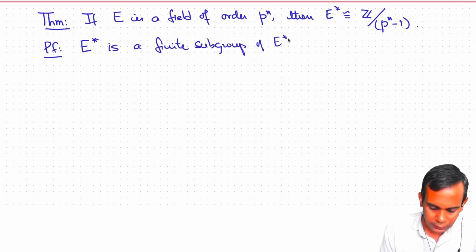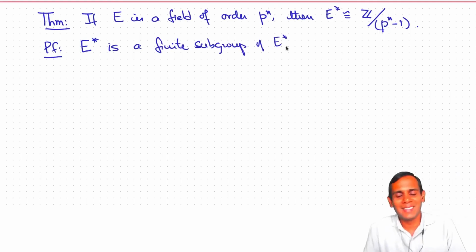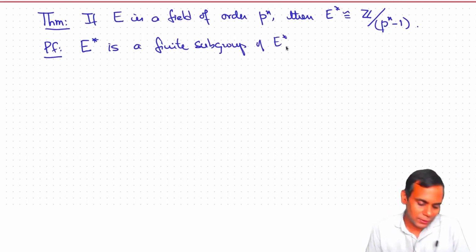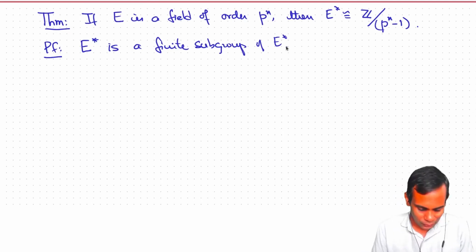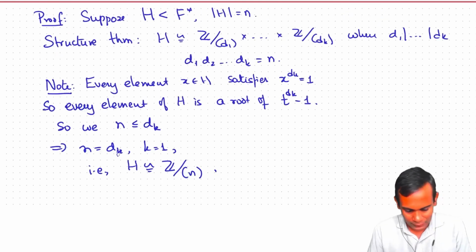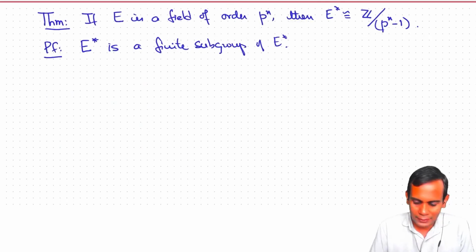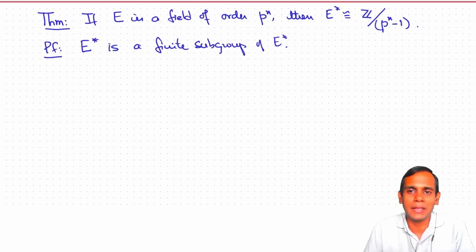Proof? Well, E star is a finite subgroup of E star? Well, it's the full group, and it's finite because E is finite, so E star is finite, and so the previous theorem applies, right? So E star has to be cyclic, and its order is p to the n minus 1, so it's a cyclic group of order p to the n minus 1.